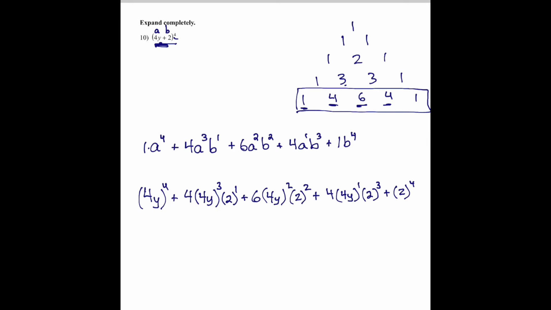So 4y to the fourth is 4y times 4y times 4y times 4y. That's 256 y to the fourth. So make sure you follow order of operations. Exponents here have to come before you multiply any of the coefficients. So 4y to the third power is 64 y to the third. And then 64 times 2 is 112. And then 112 times 4.